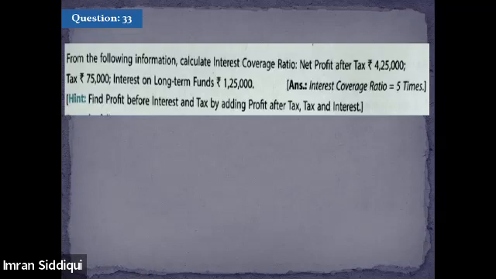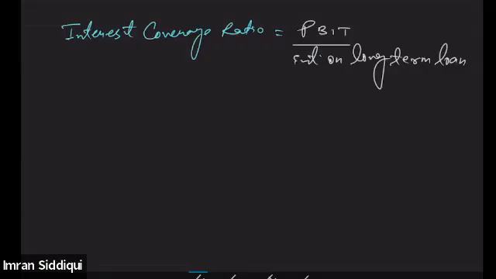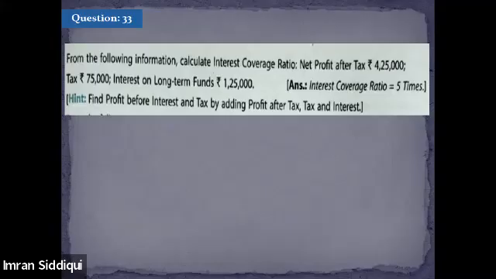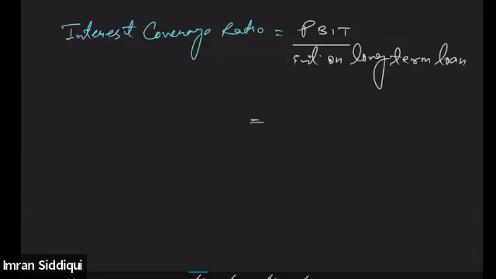It says from the following information, calculate interest coverage ratio. Net profit after tax 4,25,000. Tax is given 75,000, and interest on long term fund is given as 1,25,000. So let me show you how we can solve it. The formula is same. All right. So now the profit is given, I guess. Yeah. Net profit after tax is given 4,25,000, and tax is 75,000. Interest on long term debt is 1,25,000.